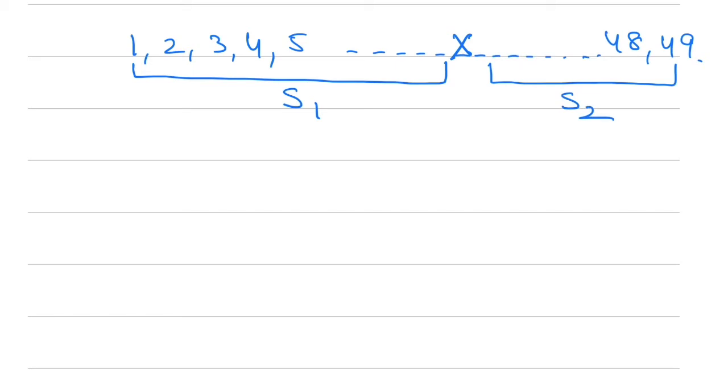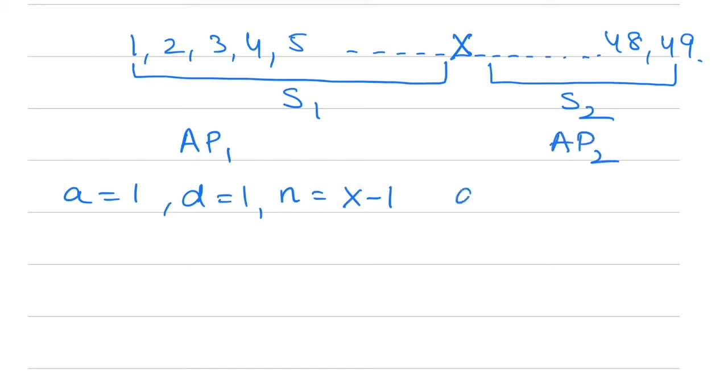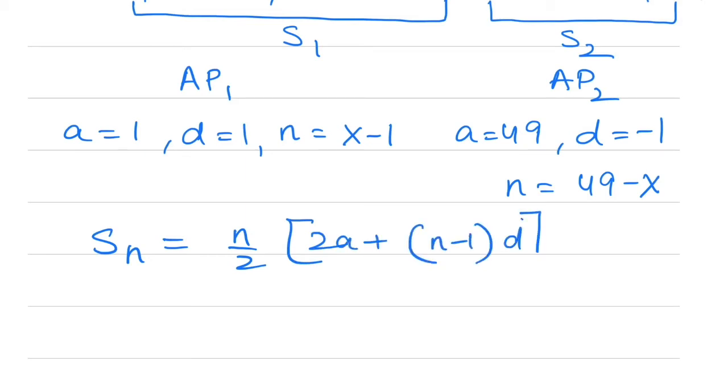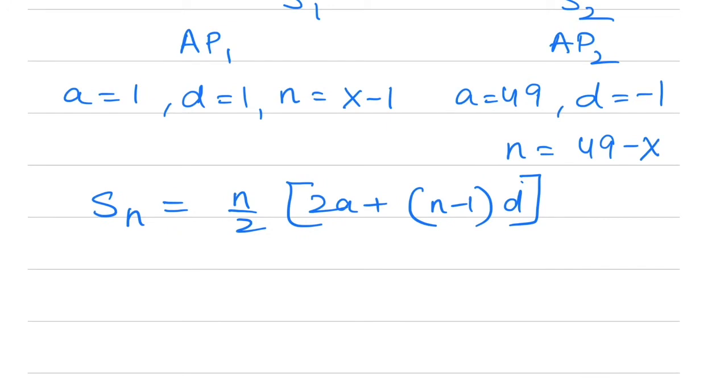Now let's have AP1, the sum of the houses before X. A here is 1, D is also 1, and N is equal to X minus 1. And in AP2 we have A is equal to 49. I am going to take in the reverse order, and D is equal to minus 1 and N is equal to 49 minus X. Sum of N terms is equal to N by 2 twice A plus N minus 1 into D. So now let's substitute for AP1.